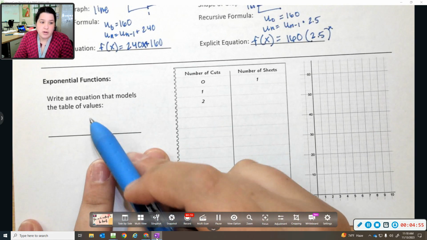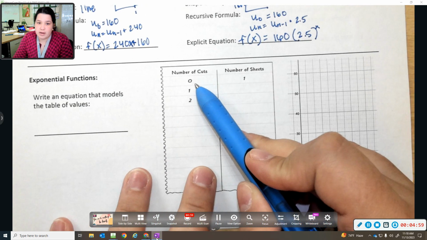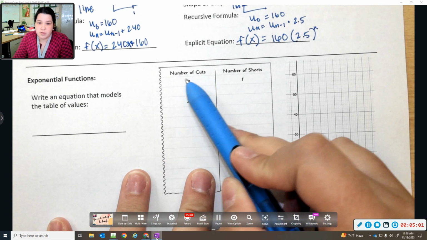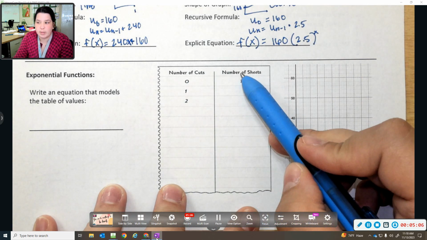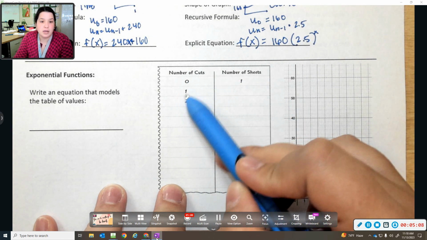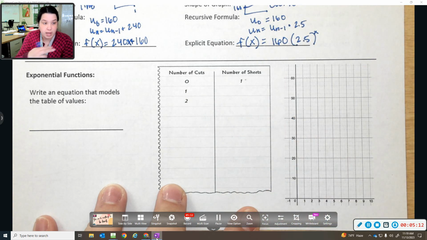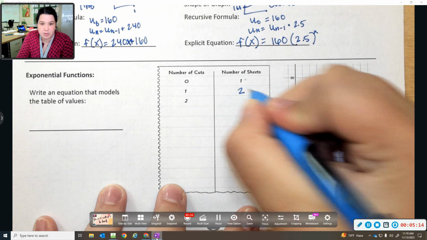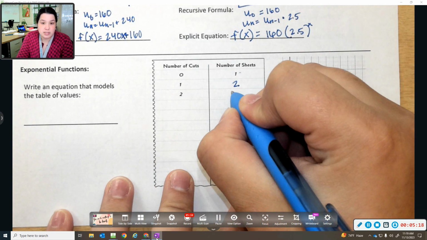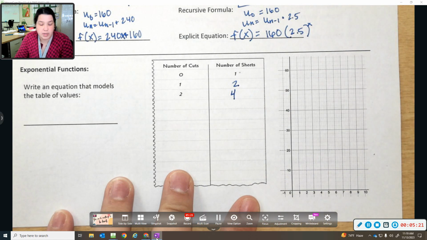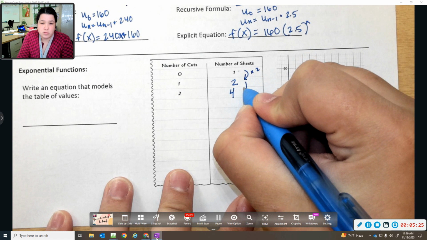All right, so write an equation that models the table of values. If I know that zero number of cuts, if we're talking about a piece of paper, is zero number of cuts in one sheet of paper. If I was to cut one sheet of paper, I would make one cut. I'm now going to have 2 sheets of paper. If I take those 2 sheets of paper and make 2 cuts, I'm going to have 4 sheets of paper. So right here, we can see that this is times 2, times 2.